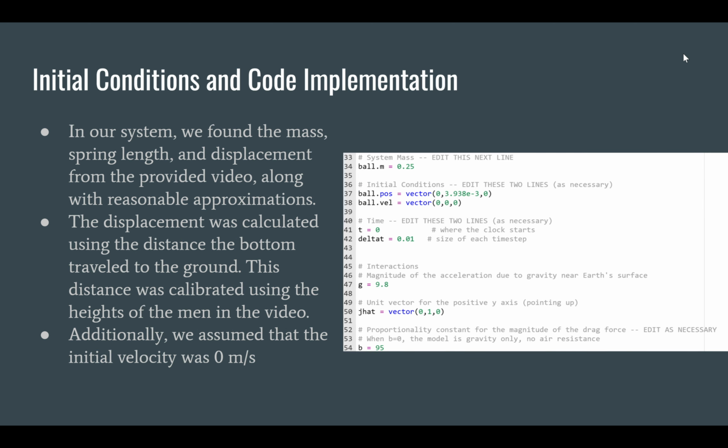For initial conditions and how we implemented them, in our system we found the mass, spring length, and displacement from the provided video, along with reasonable approximations. The displacement was calculated using the distance the bottom traveled to the ground. This distance was calibrated using the heights of the men in the video. Additionally, we assumed that the initial velocity was 0 meters per second.